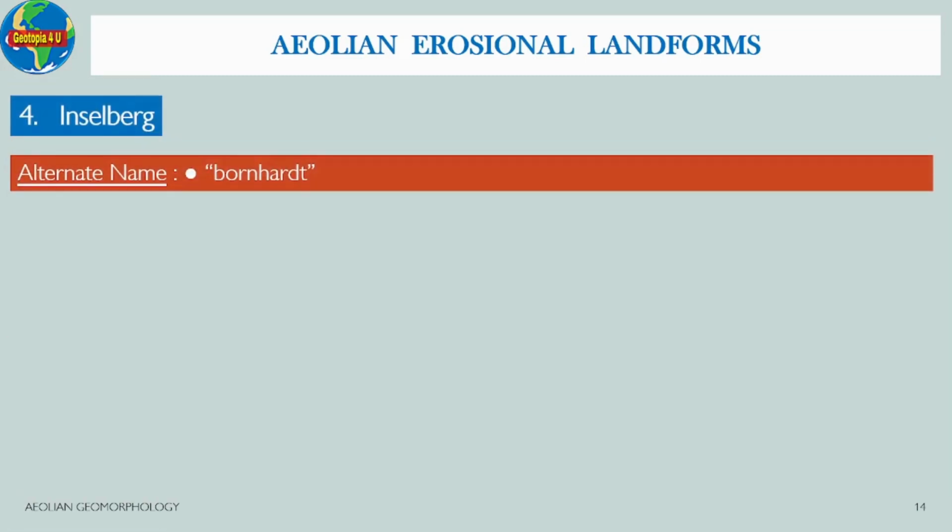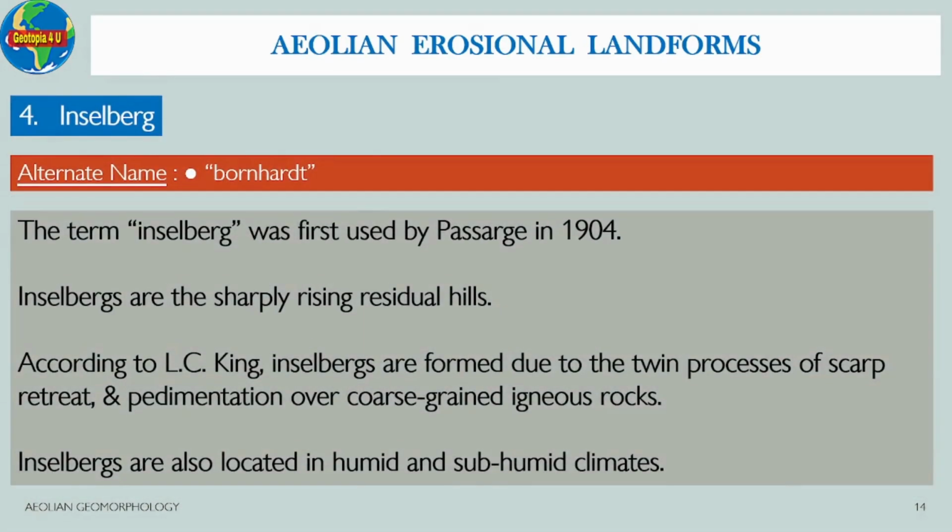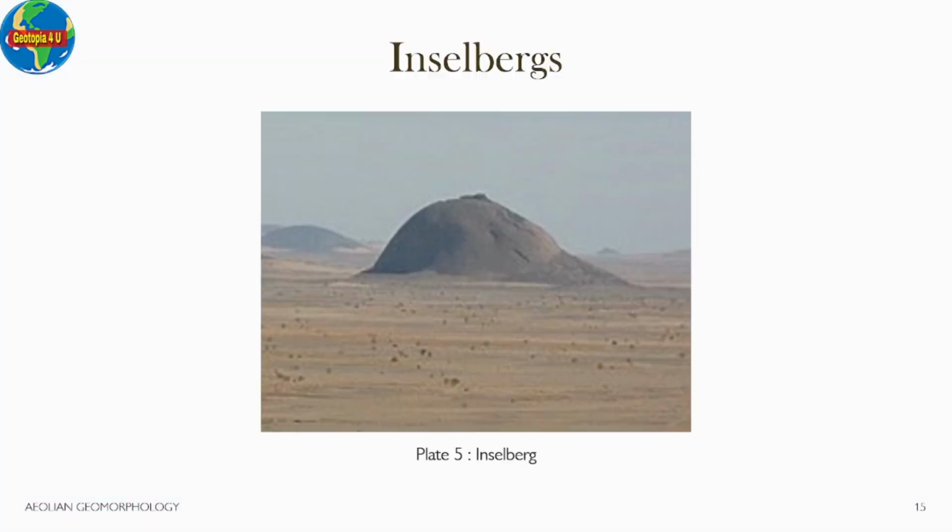Number 4. Inselberg. The alternate name for this landform is Bornhardt. The term Inselberg was first used by Passarge in 1904. Inselbergs are sharply rising residual hills. According to L.C. King, Inselbergs are formed due to the twin processes of scarp retreat and pedimentation over coarse-grained igneous rocks. Inselbergs are also located in humid and subhumid climates. In this slide, you can see the picture of an Inselberg.